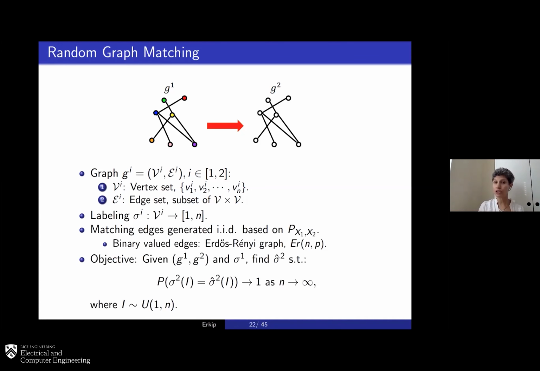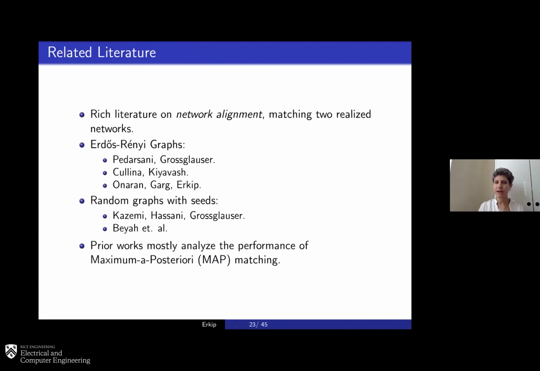What we're going to use is, of course, the structure of these two graphs, the realizations of these two graphs, but also the underlying correlation. We assume that we know the correlation structure. So these are for arbitrary graphs. Now it turns out that this graph matching problem, or graph isomorphism in the case of identical graphs, is a problem that has been very widely investigated. In fact, it also goes under the name of network alignment, where the goal is to match two realized networks, and the emphasis is on low complexity methods to match those networks.